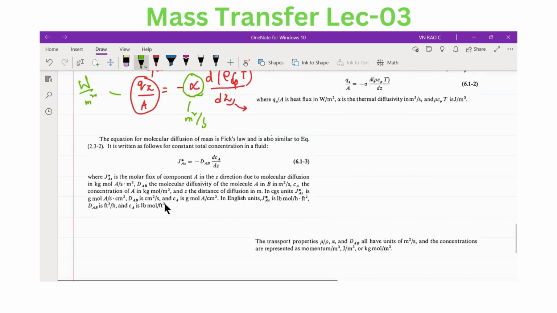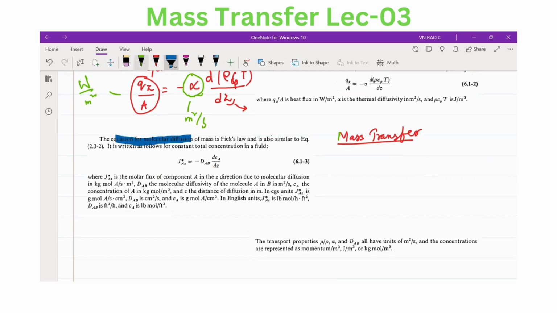Let's come to our mass transfer now. Molecular diffusion of mass. What we are referring to as the molecular diffusion of mass. The equation is written as JAZ. Whenever we write molecular flux, we write it as capital J, JAZ equals minus DAB dCA by dZ.